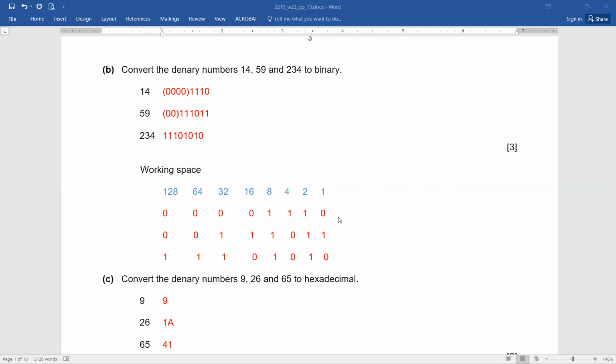So 14 is simple. Actually, 8 plus 4 plus 2 is 14. Similarly, as far as 59 is concerned, you can see I have turned on 32 and 16 and 8 and then 2 and 1. And these bits together are going to form 59. Similarly, you can see 234 is 128 plus 64 plus 32 plus 8 plus 2.